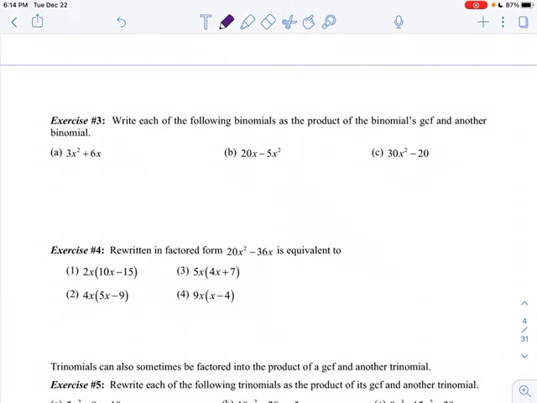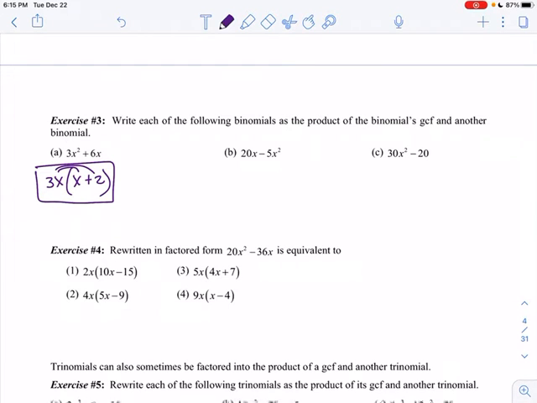3 and 6, biggest common factor is 3. X squared and x, the biggest common factor is x. When I factor out a 3x, I'm dividing out a 3x, I'm left with x. And when I'm dividing out a 3x from 6x, I'm left with 2. You should be able to distribute this and get back the original. So that's like a quick little check for yourself to make sure that you did it right. You can multiply it back to get that original expression.